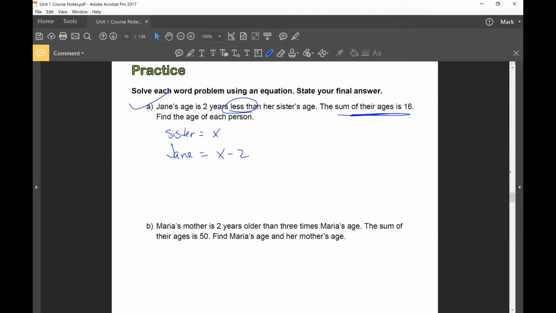The sum of their ages is 16. So the sister plus Jane is 16. So X plus X minus 2 is 16.